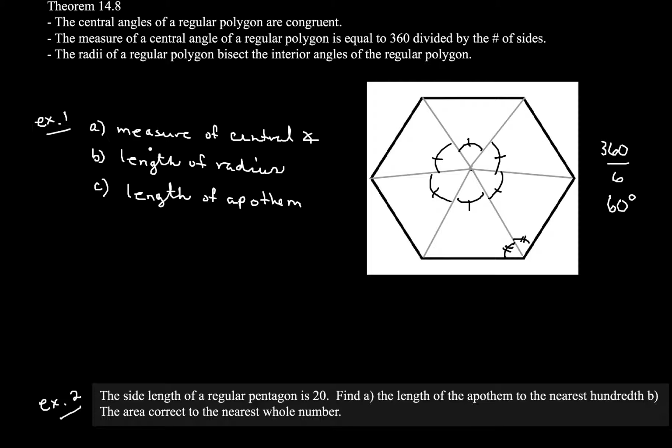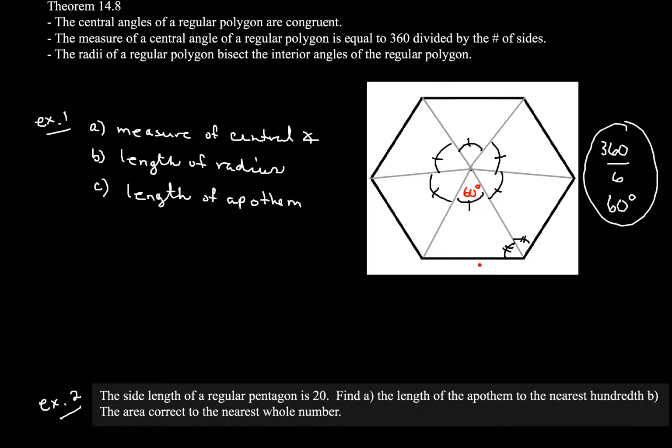So we want to find the measure of the central angle of this figure. Well, we just did that. The measure of the central angle is right here, 360 divided by 6. So the 6 central angles are 60 degrees. So that's the first one.